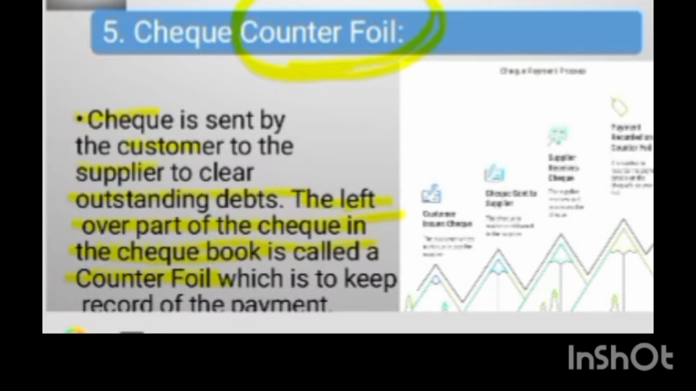This part will remain with the company, with the customer. Of course, the check he has issued to the supplier. So, what is left with him? With him, this small part is left. This part of the check is called counterfoil, and basically, this is the source document. Check counterfoil is the source document.